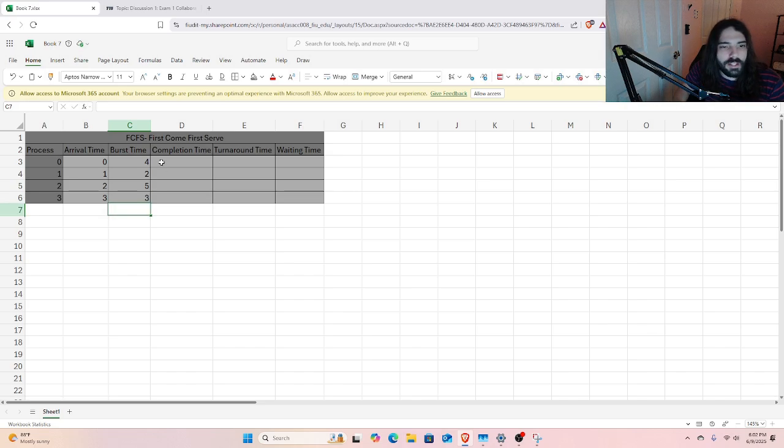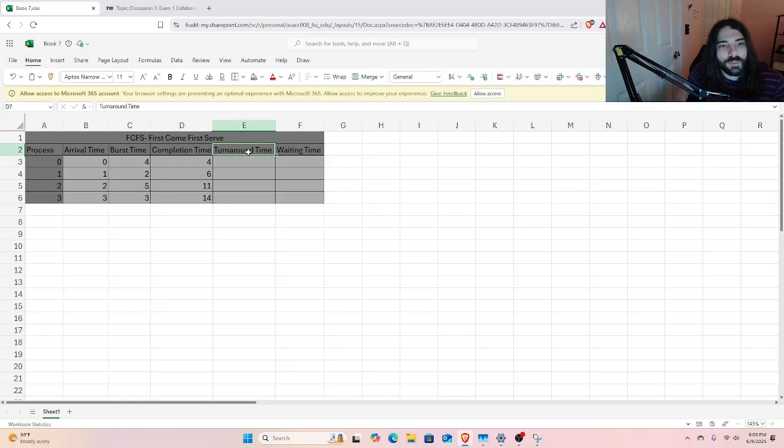And then we have the completion time, which is when it actually finishes running. To get the completion time, for this first one it's just going to be 4. And then we're going to add the burst time for each of these. So 4 plus 2 is 6, and then 6 plus 5 is 11, and then 11 plus 3 is 14.